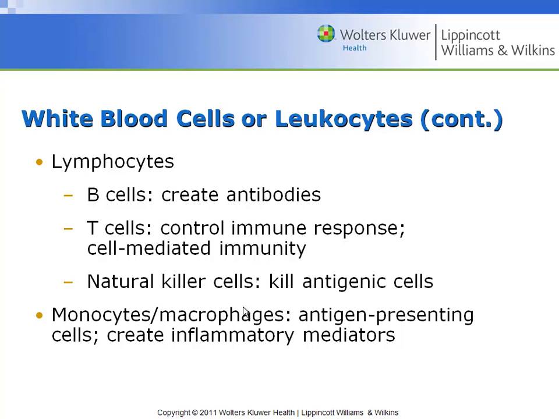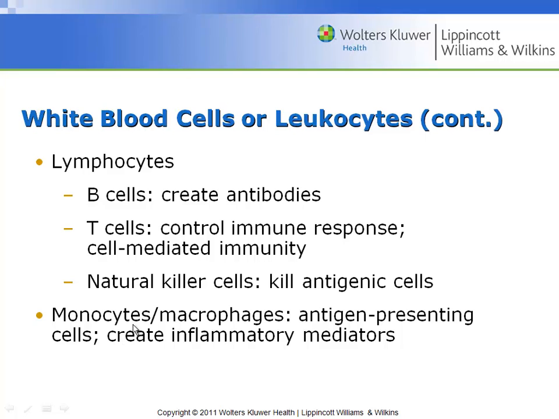Then we have the lymphocytes, B cells and T cells. B cells will make antibodies. Those are little proteins that stick on the surface of things and mark them for destruction. T cells are involved in what we call cell-mediated immunity. And then we have natural killer cells that will kill antigenic cells. An antigen is something on the surface of something, and it alerts the immune system to the fact that this is something foreign or has been marked as foreign and needs to be destroyed.